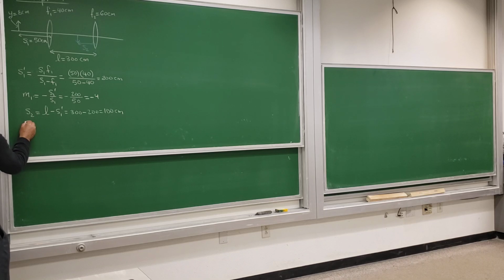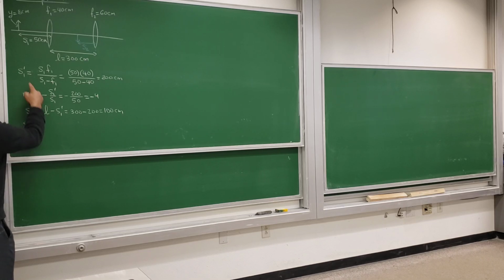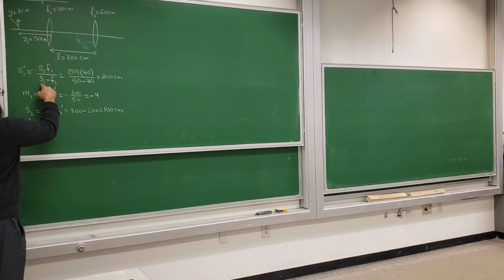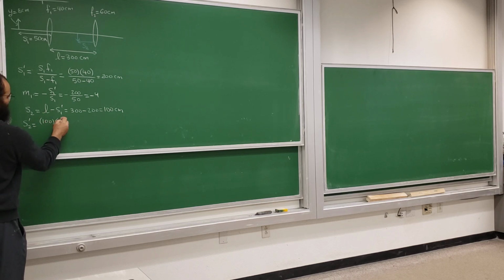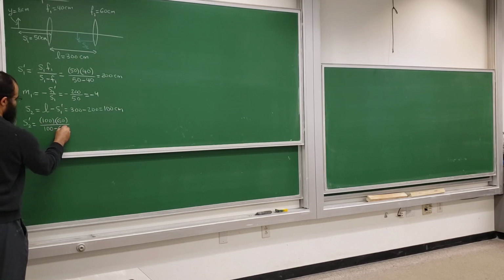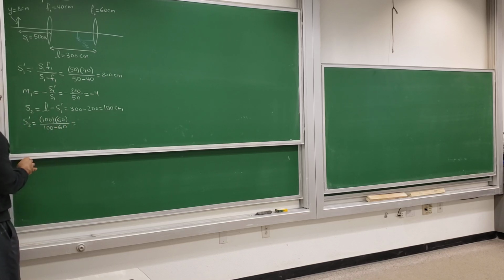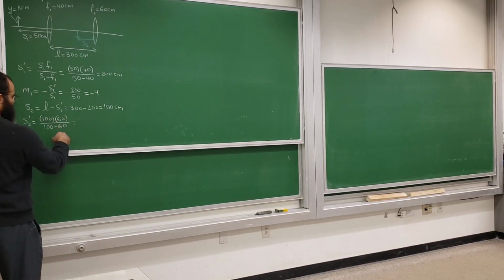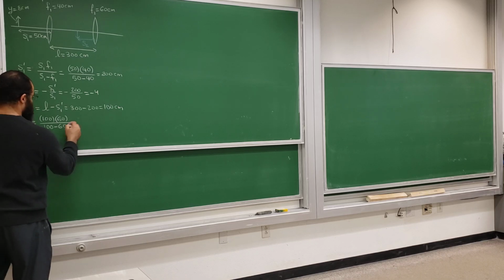So now I need to figure out S2 prime. It's the same procedure as what I did here. So it would be S2 F2 divided by S2 minus F2. So let's do that right away. We get 100 times F2, which is 60, divided by 100 minus 60. If I make a mistake, please tell me. I don't have these particular numbers for the next problem, I do. How much? 150? Okay. So that sounds right. Yeah, 150.